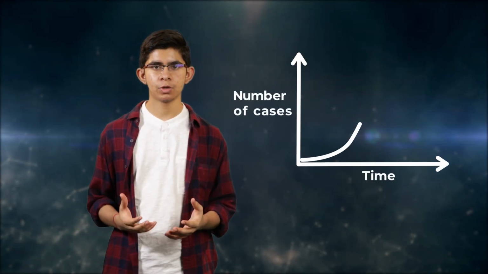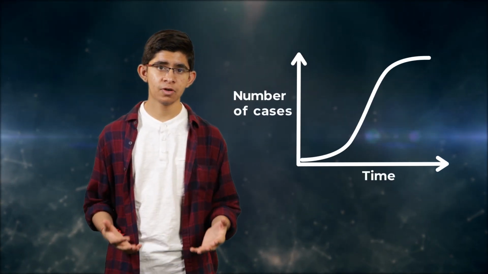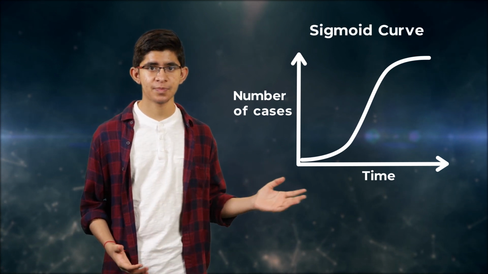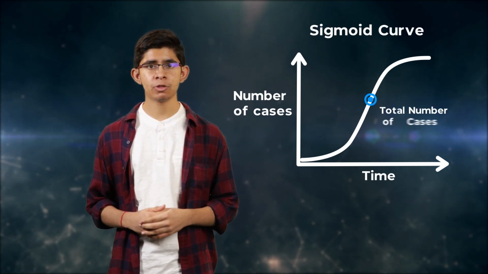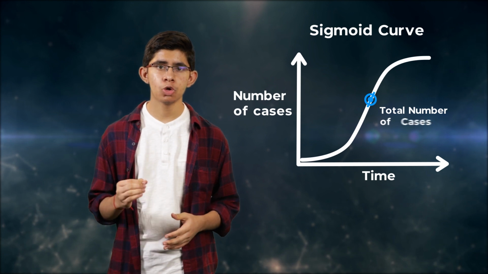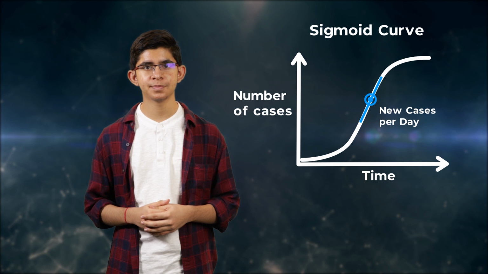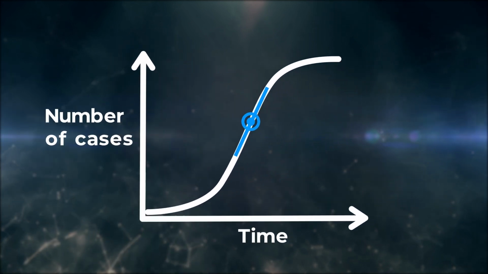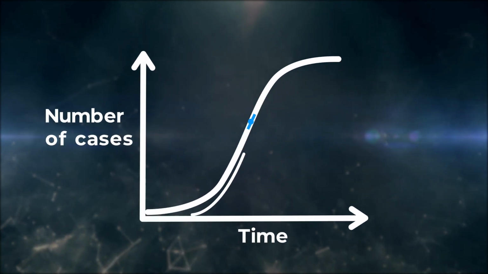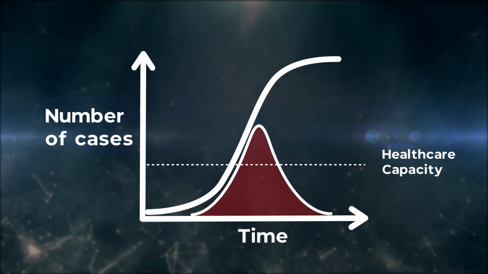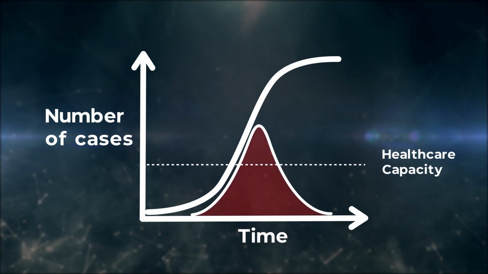Now R0 and the growth will eventually decrease, and the curve obtained is called a sigmoid curve. The height of the point will tell us about the total number of cases, but the slope or gradient of the point will tell us about the number of new cases per day. So when we plot the curve of the gradient, or differentiate it, we get this curve, which is what governments are worried that this would flood our healthcare systems.